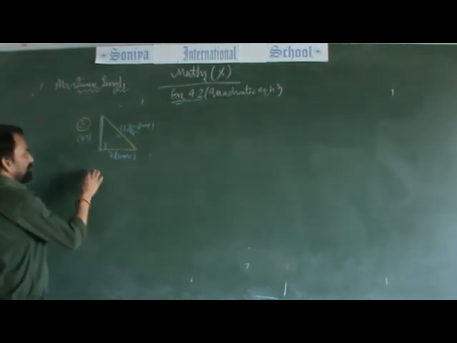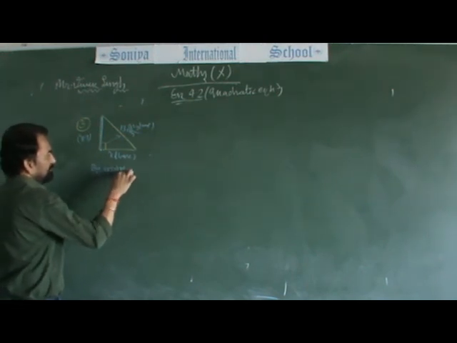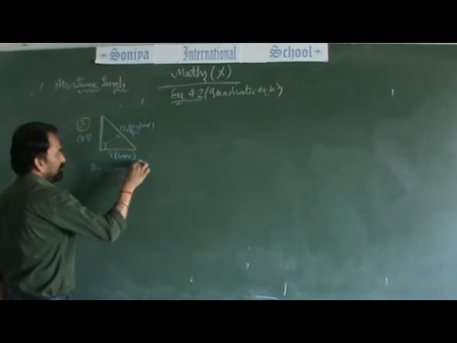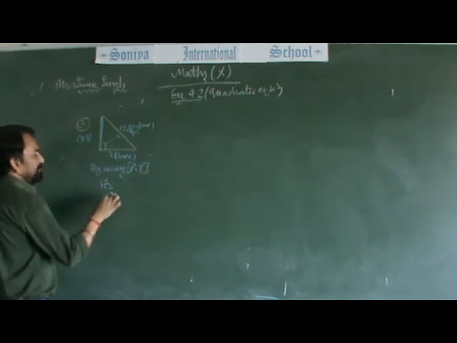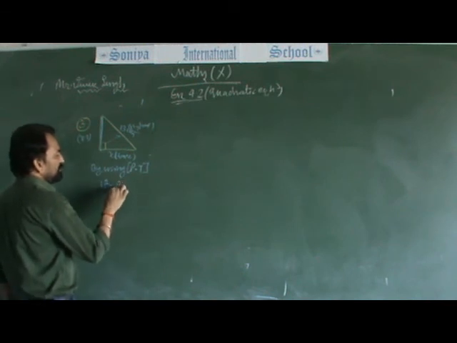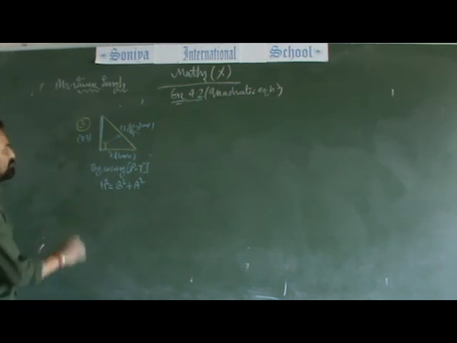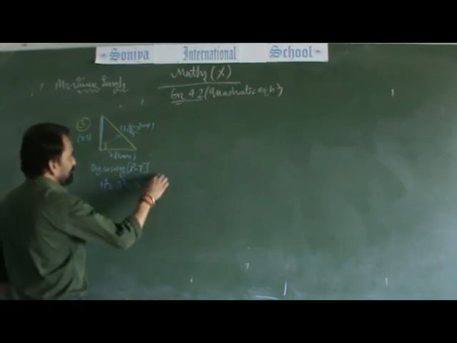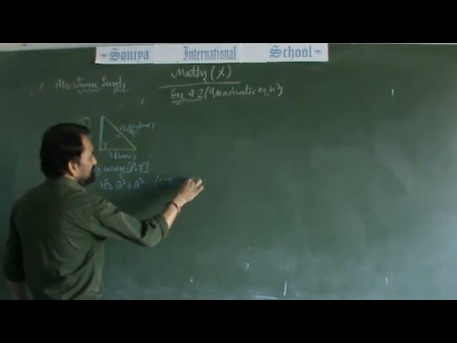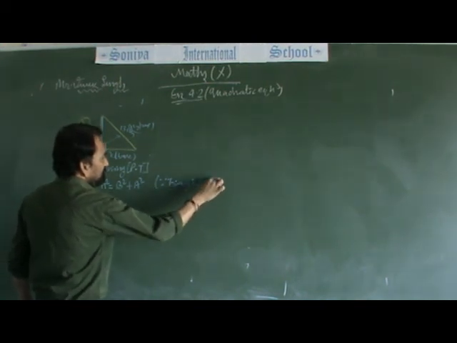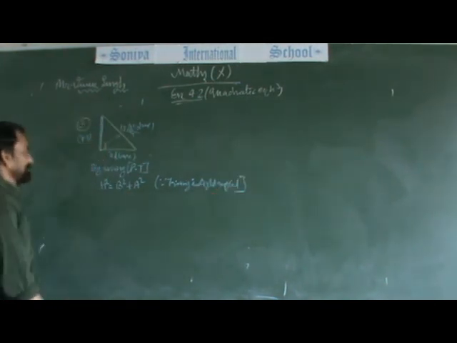So you apply the Pythagoras theorem. What is Pythagoras theorem? The square of hypotenuse is equal to the sum of squares of base and altitude, and this is true only for the right angle triangle. Only use Pythagoras theorem when the triangle is right angle.